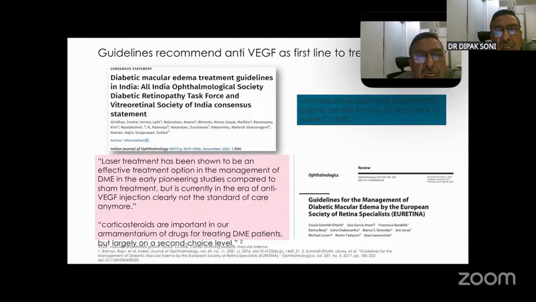The laser treatment has been shown to be an effective treatment option in the management of diabetic macular edema in early pioneering studies compared to the sham treatment, but in the current era of anti-VEGF, it is clearly not a standard of care treatment anymore. Corticosteroids are important in our armamentarium of drugs in treating diabetic macular edema patients, but largely at a second choice level.